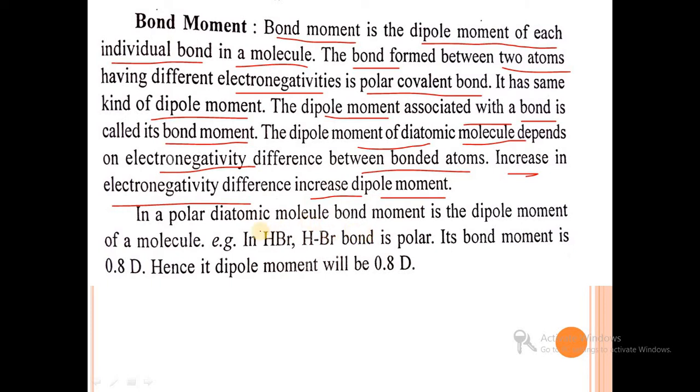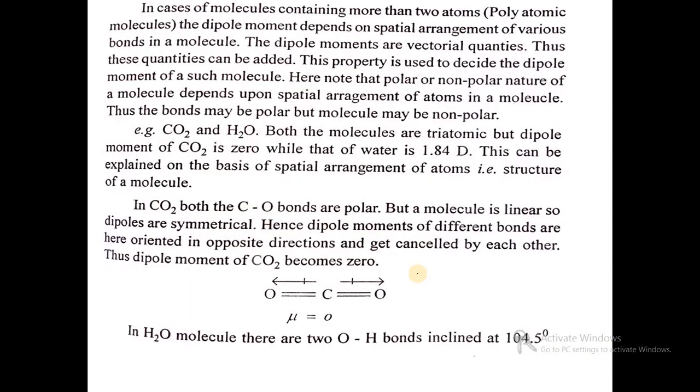Suppose in a polar diatomic molecule, bond moment is the dipole moment of the molecule. For example, in the case of HBr, the HBr bond is a polar one. Its bond moment is 0.8 D, hence its dipole moment will be 0.8 D. So we will see further some examples.